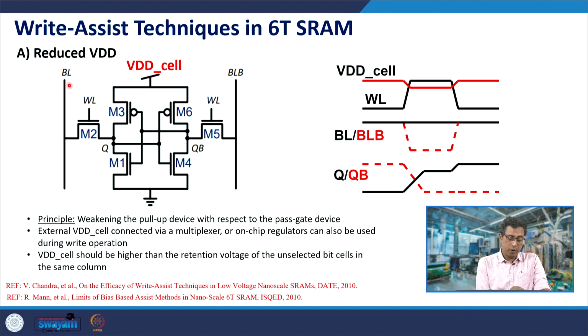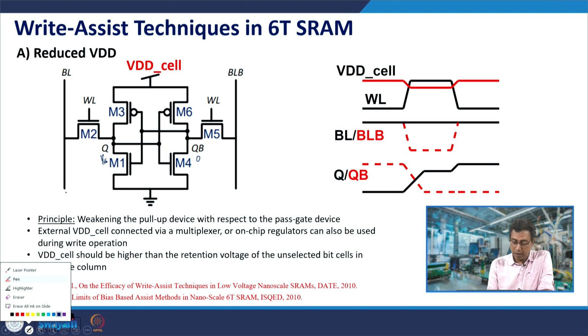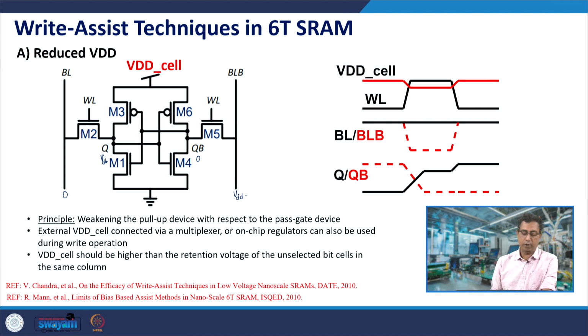So, you are not reducing the VDD of the word line or bit lines, you are just reducing the VDD of the SRAM cells in the array. Okay. So, what does that do? Now, suppose you have Q at a value VDD and QB is 0 initially, and for the write operation BL you are keeping at 0 and BLB you are keeping at VDD.